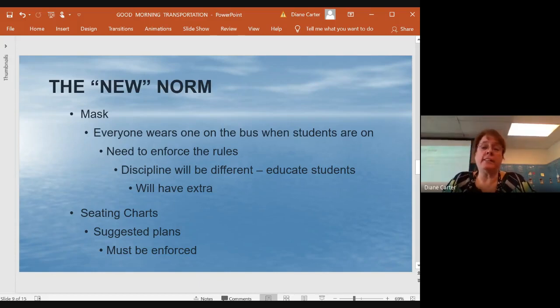This is one of those areas that you can't let slack and go, okay, well, they took it off for a while and then put it back on. If they take it off and you see it, you address it immediately. And I've already talked about the extras.